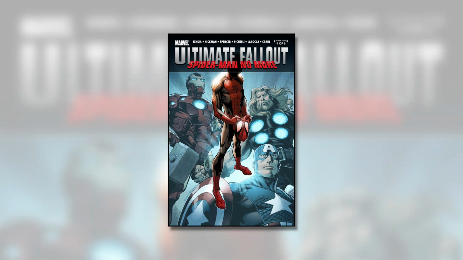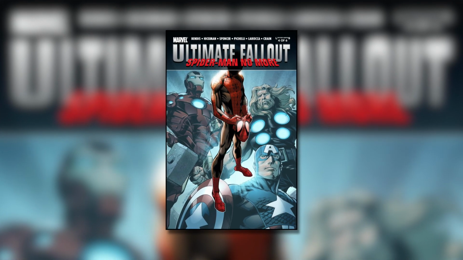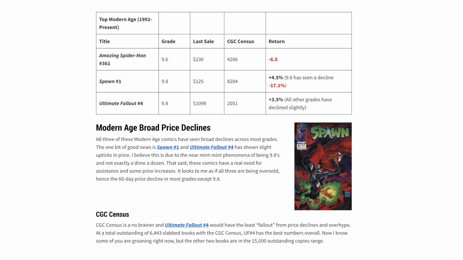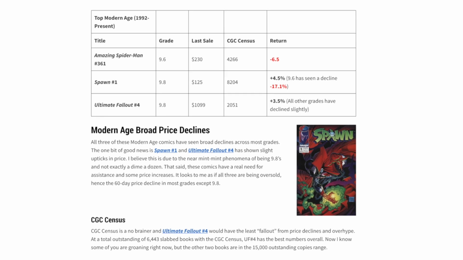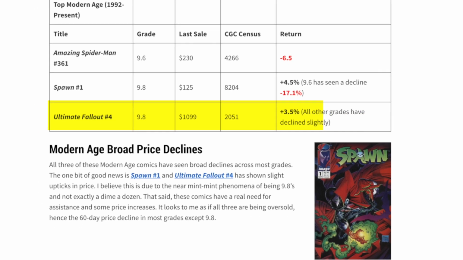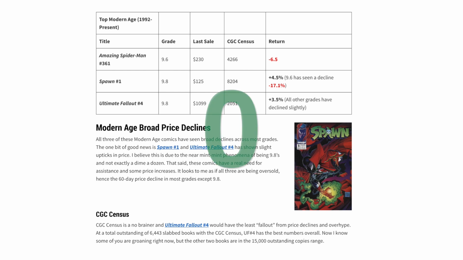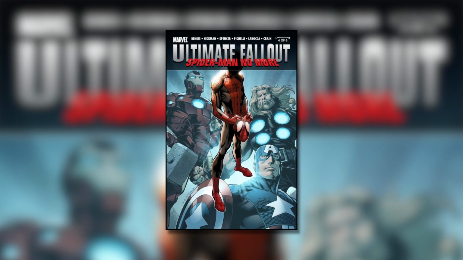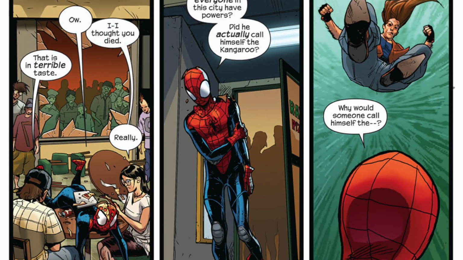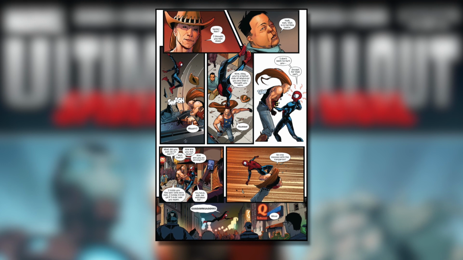And in comparison, there is Ultimate Fallout number 4. It honestly has a positive return at 1 grade, and all other grades have declined. The 9.8 is selling for just about $1,100 with around 2,051 copies on the CGC census. This book has, at a 9.8, a 3.5% rate of return. And as mentioned, at almost all other grades, this book has basically had a decline.